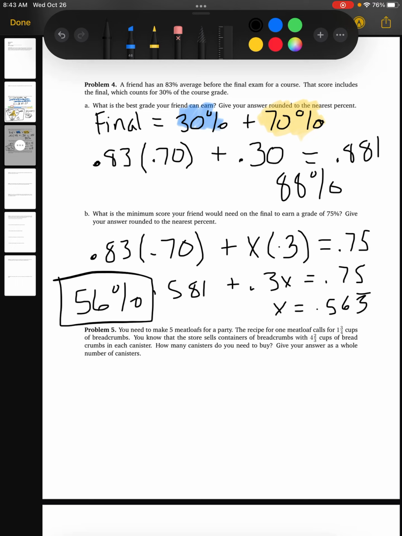Okay, so we need to make 5 meatloaves. Every 1 meatloaf is 1 3/4 cups. So the total number of breadcrumbs I need is 5 times 1 3/4. I'm going to convert this to a mixed number. That's 5 times 7/4.